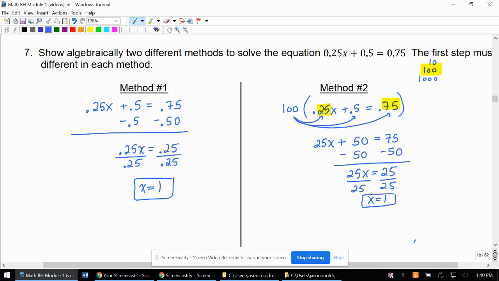All right, and we have x equals 1. Again, you need to feel really comfortable with these, but if it just says solve, you're going to pick whichever technique you prefer.